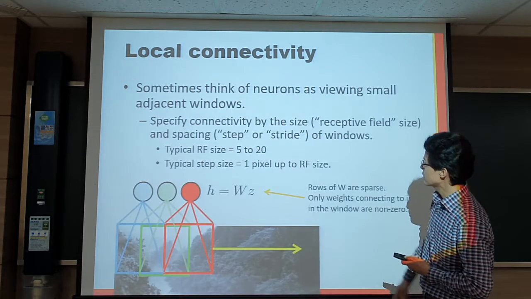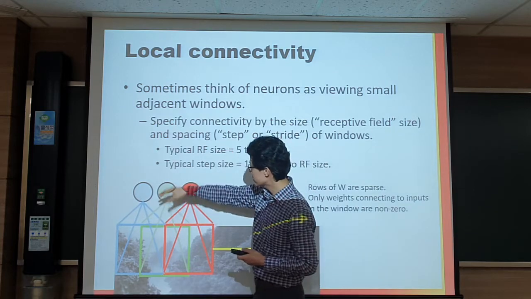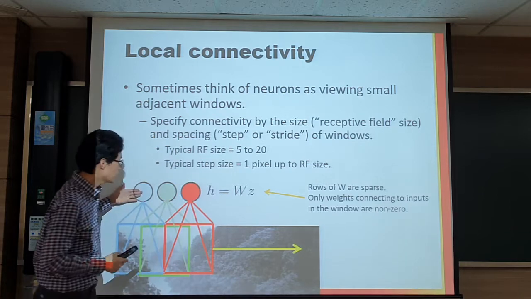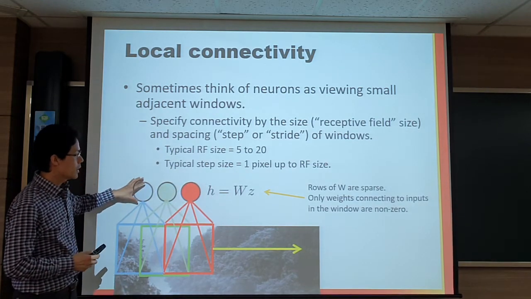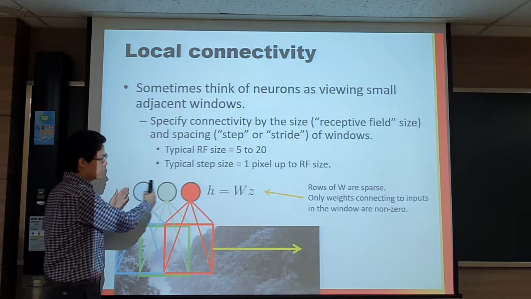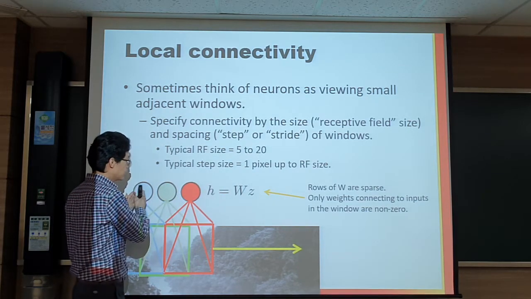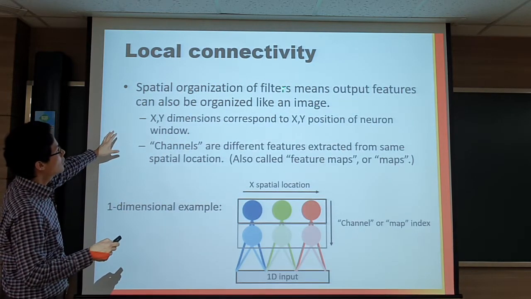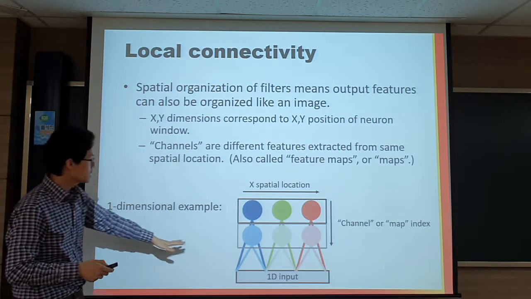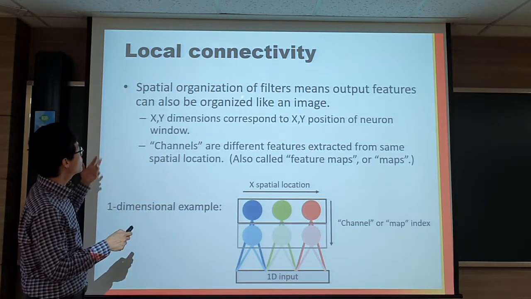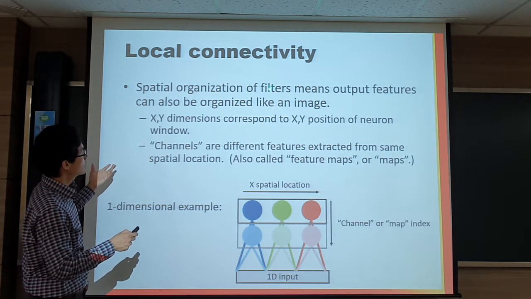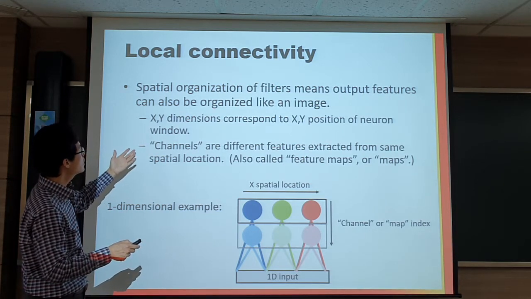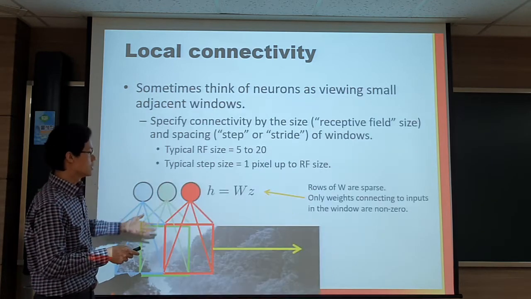And since we apply this kind of spatial filter across the image, you can see that even if we look at the output here, we can think about some sort of spatial information between these outputs, right? So this is one example. We spatially organize these filters, right? And as a result, the output features, or activation values, can also be organized like an image.